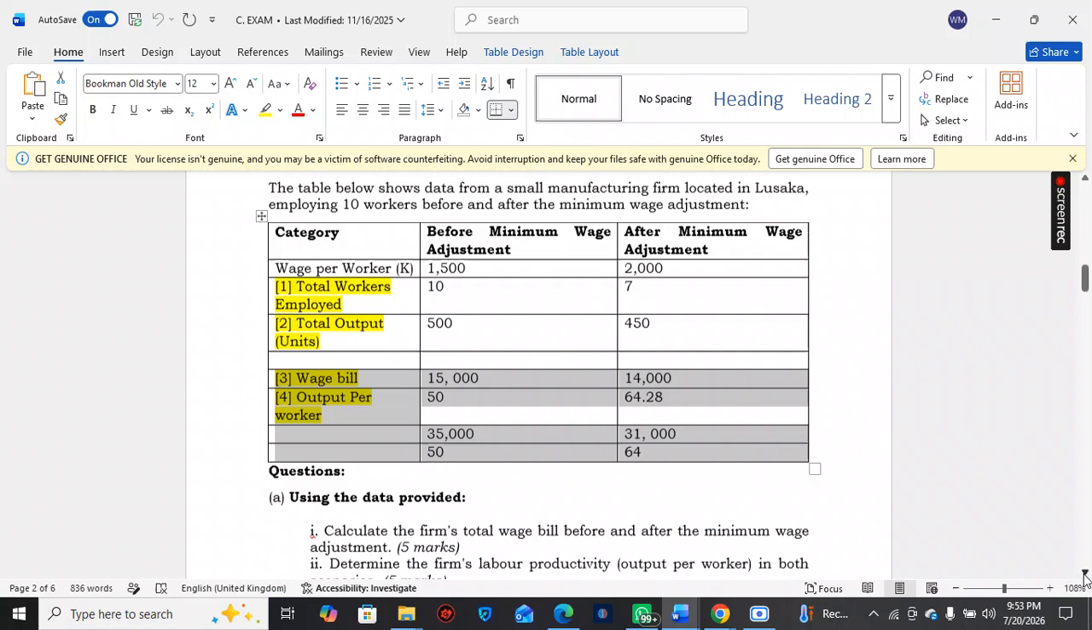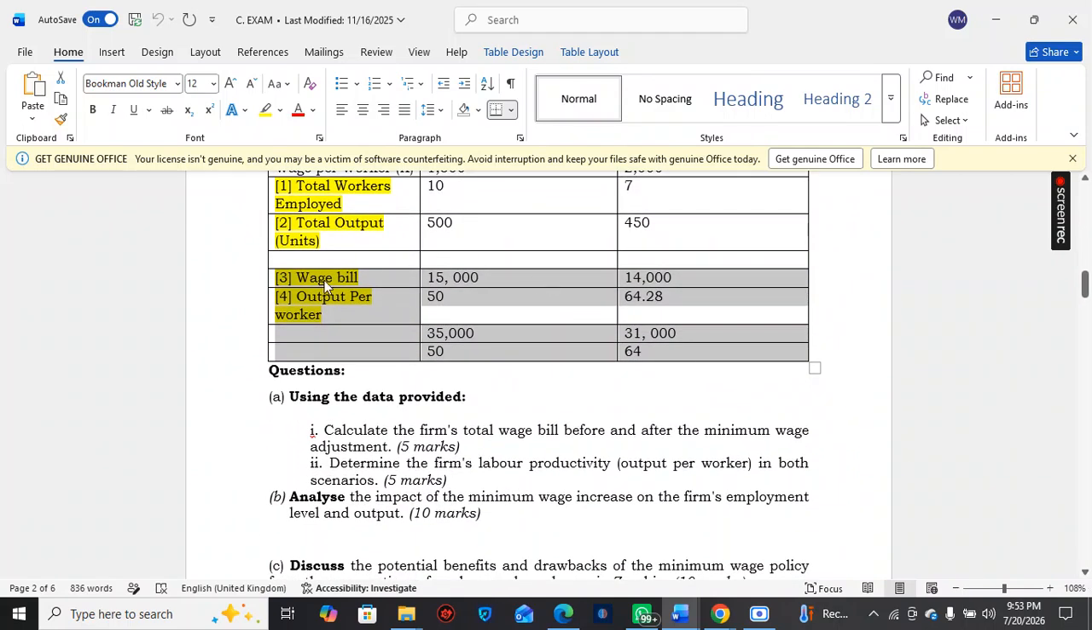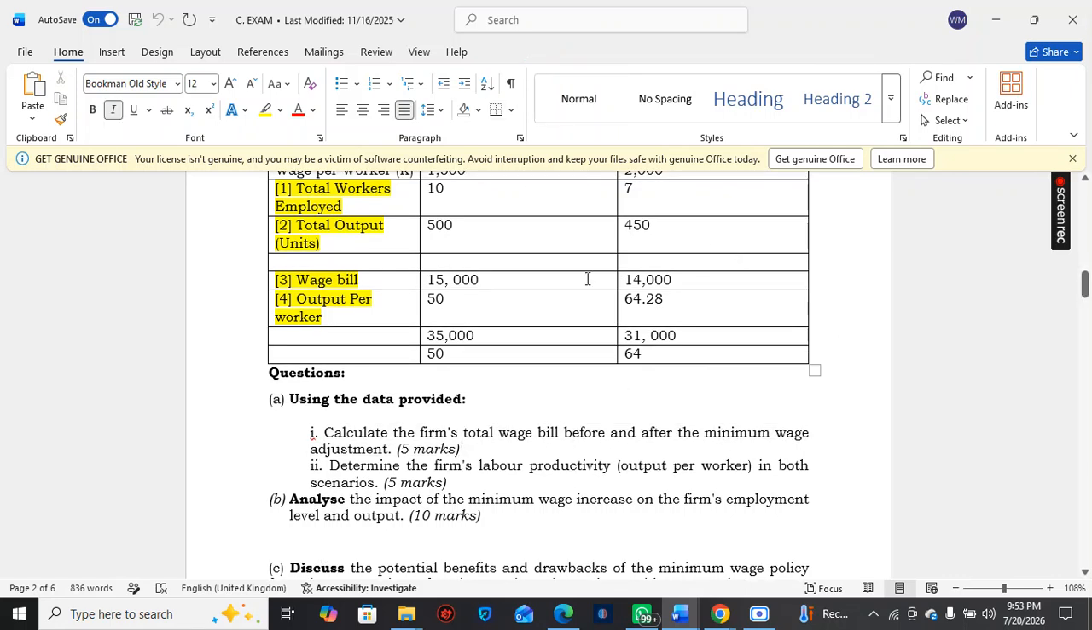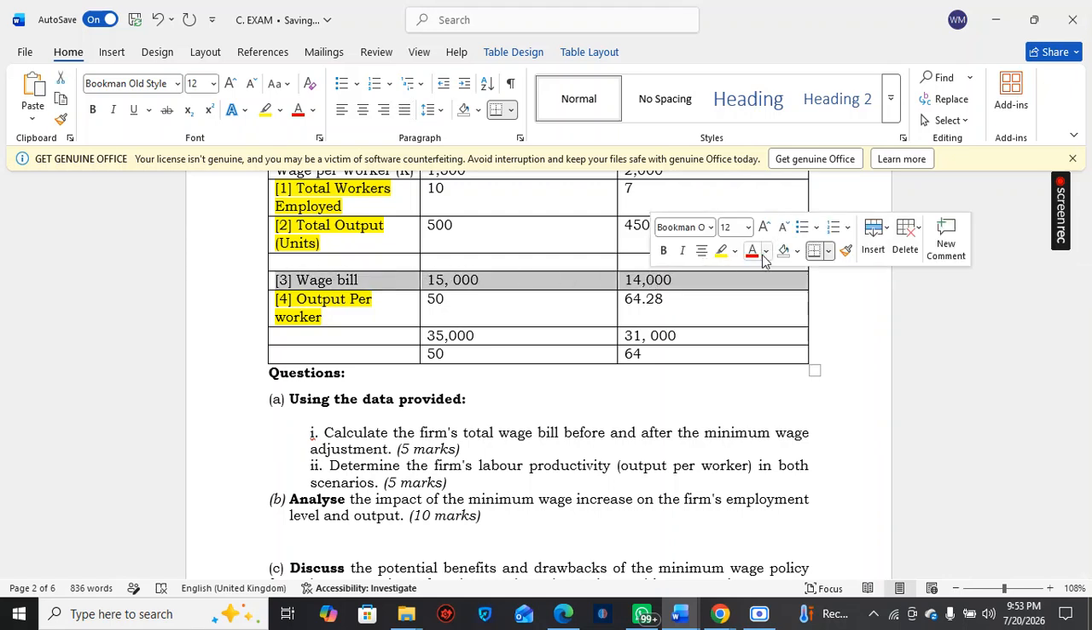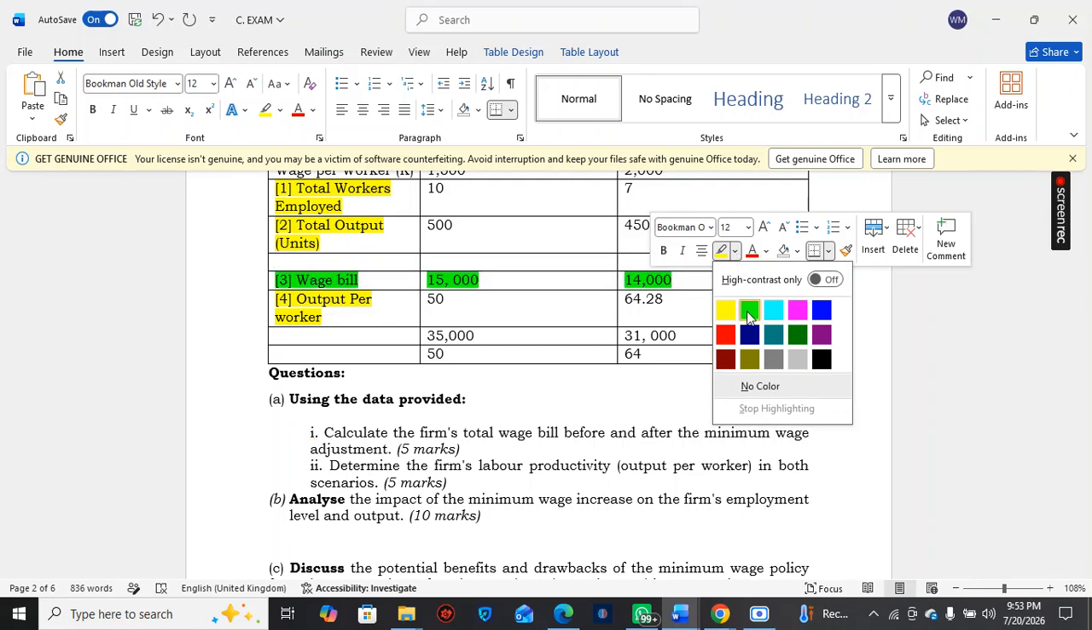This part here, I already started the calculations. It's not part of the question. These are just solutions. So the question reads: first, calculate the firm's total wage bill before and after the minimum wage adjustment. We were calculating the wage bill, how much they're paying in wages.